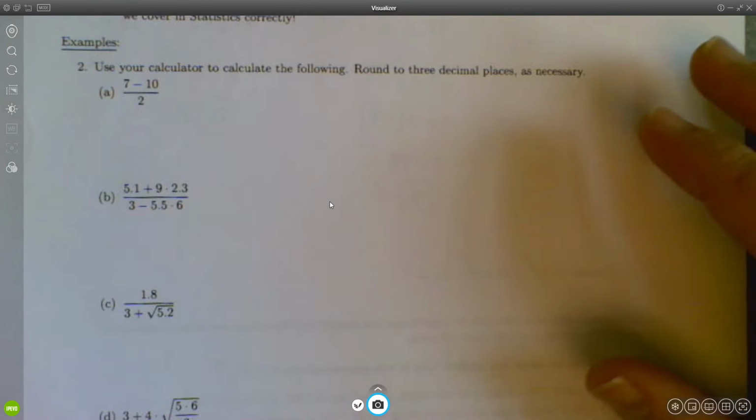Okay, moving on to part C. We want to do 1.8 divided by 3 plus the square root of 5.2. Okay, so let's see what that looks like in the calculator. Well, actually, let me comment on it. So 1.8 is in the numerator. There's no other expression going on here, so there's no other operation that you have to perform. So you don't have to put the 1.8 in parentheses. You can just leave it 1.8. But in the denominator, you do have operations that are happening here, and you need for your calculator to do those operations first before you do this big division.